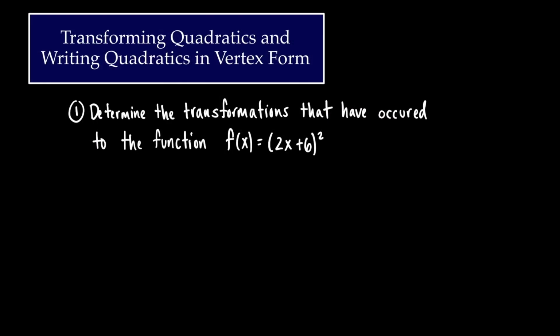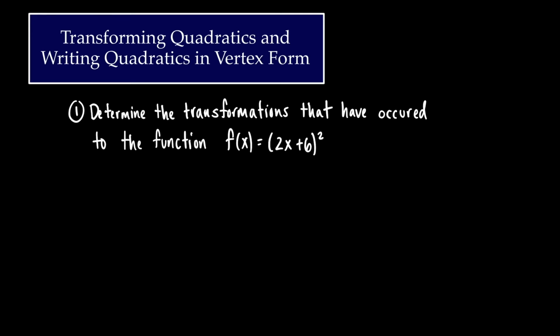And so basically what I want to do here is show you that if you're able to write a quadratic and get it into vertex form, you can instantly determine the transformations that it has undergone from that basic y equals x squared function to the more complex function, like this one right here. So we've got f of x is equal to (2x plus 6) quantity squared. And what we're going to do is get this into vertex form.